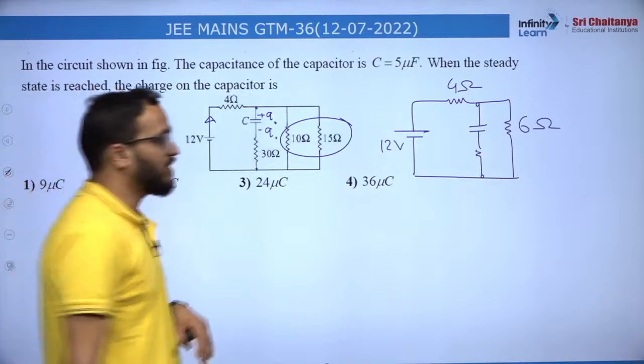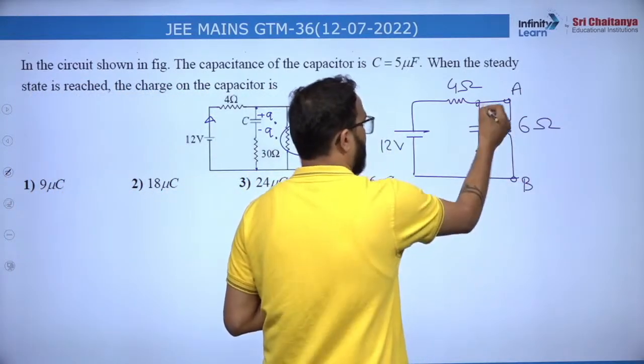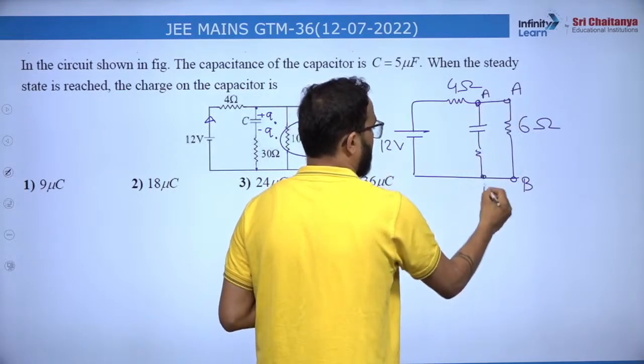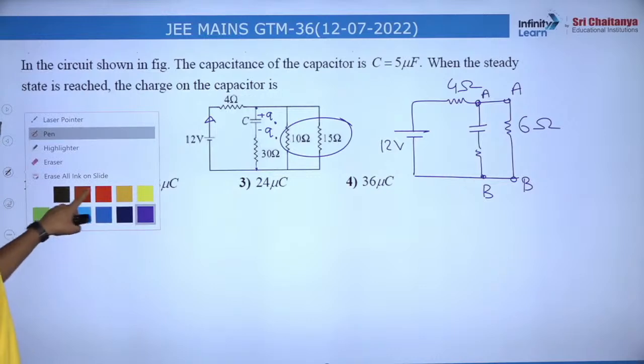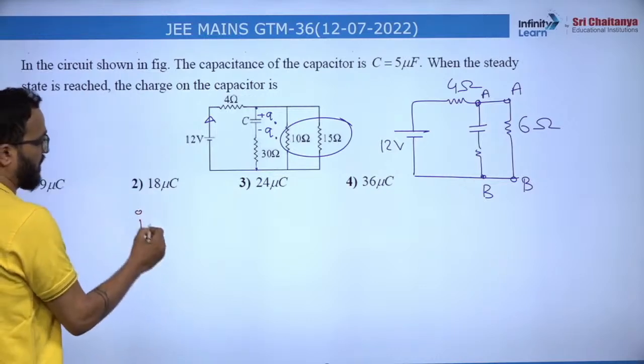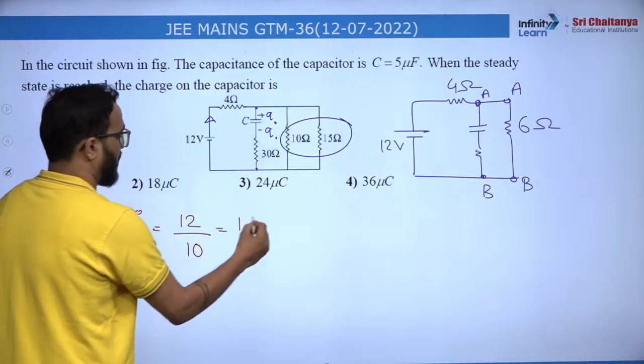So whatever is the potential drop across this resistance, the same potential drop will be across this capacitor, right? So we need to find out, first of all, the current. So what is the current? It will be total voltage upon total equivalent resistance, that is 1.2 ampere.